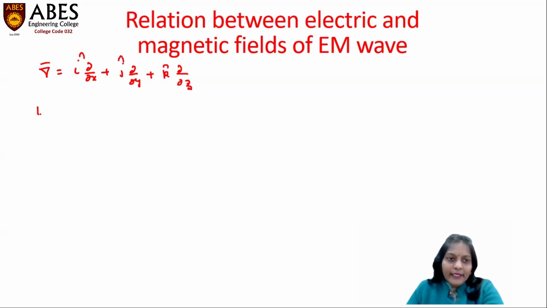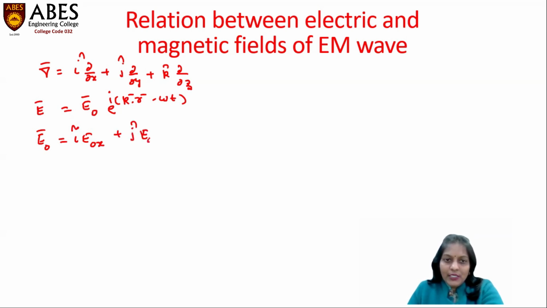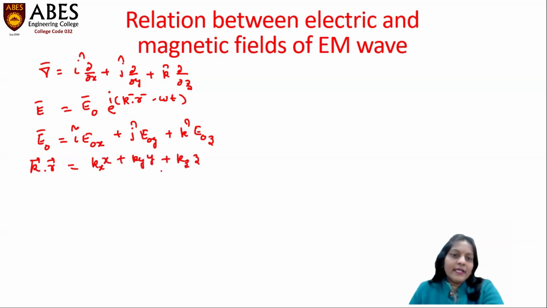And what is E? Vector E is E naught e to the power i (k dot r minus omega t). Where E naught is E naught x i plus E naught y j plus E naught z k. This is the magnitude of the electric field vector in all three directions. And what is k dot r? k dot r is kx x plus ky y plus kz z. This is k dot r.